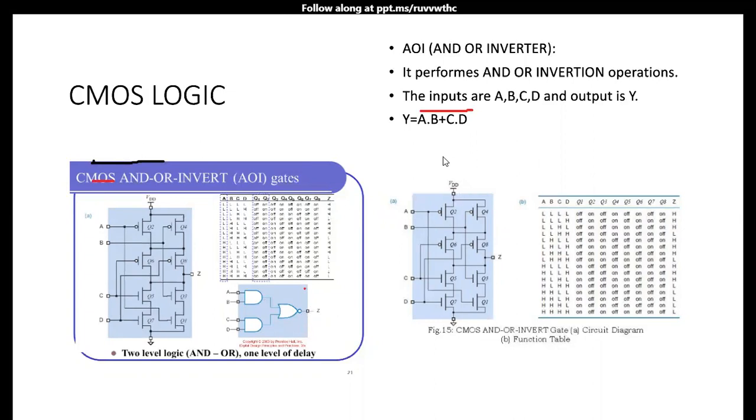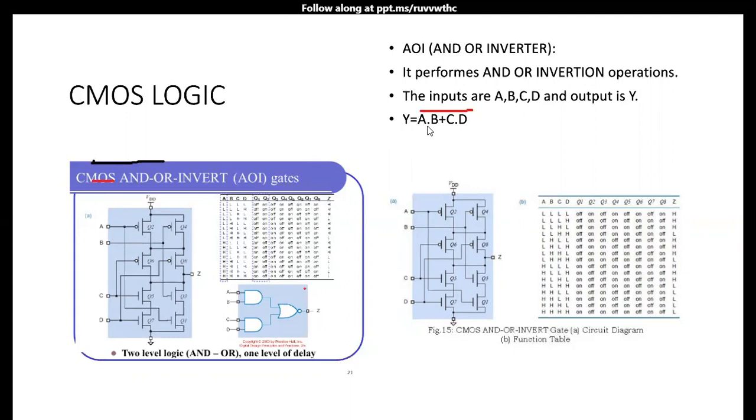That means the final expression for this AOI is (A dot B plus C dot D) whole bar. So don't bother about this complementary bar action. Just think about the product operations and OR operations. For performing the product operation, what do we have to do? We need to take the PMOS transistors in parallel and NMOS transistors in series.